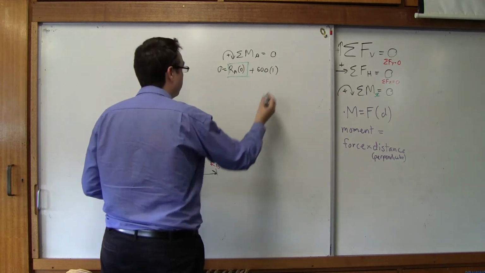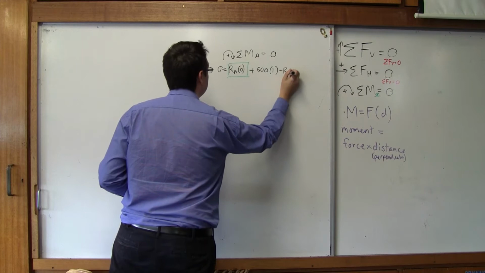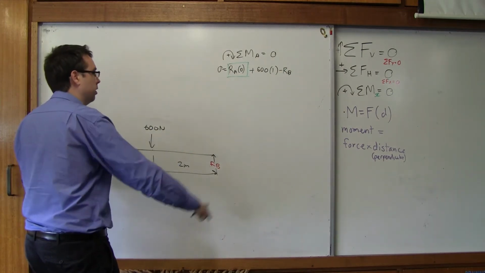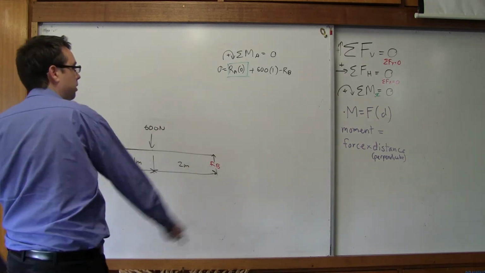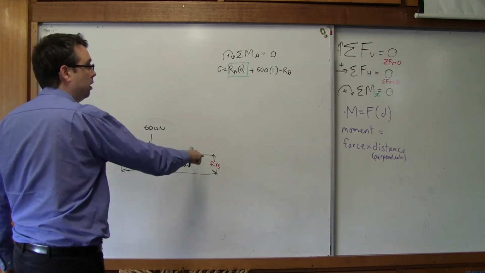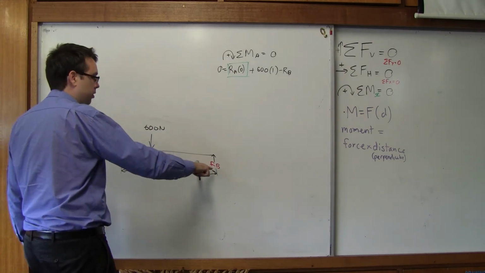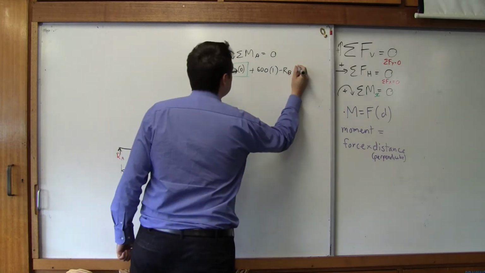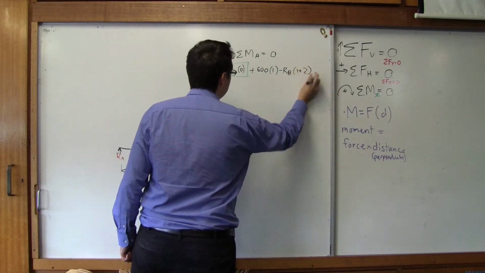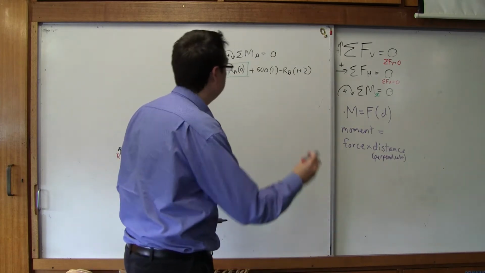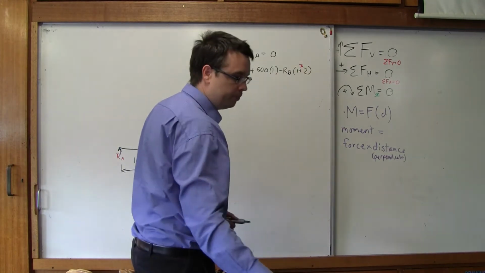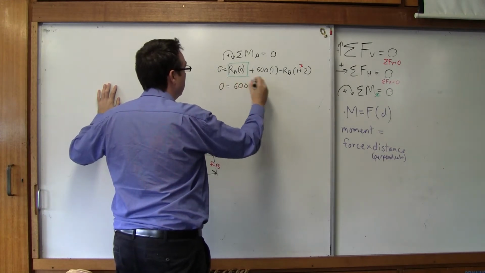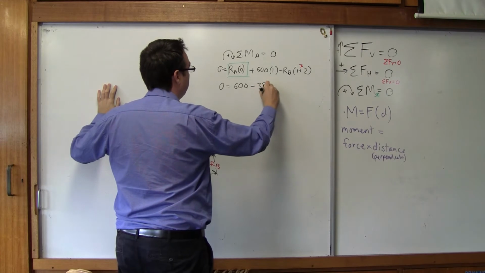The next force, I'm going to write down minus RB, and then I'm going to figure out the direction. Okay, so measuring from point A, it's spinning the opposite way. So it's going this way, so it's just going to go anti-clockwise. It's going to stay as minus, and its distance is 1 plus 2, which we can write as 3. What we're going to get is 0 equals 600 minus 3RB.